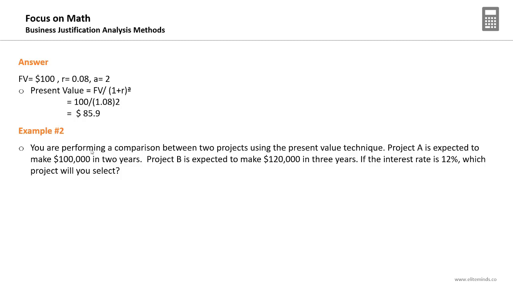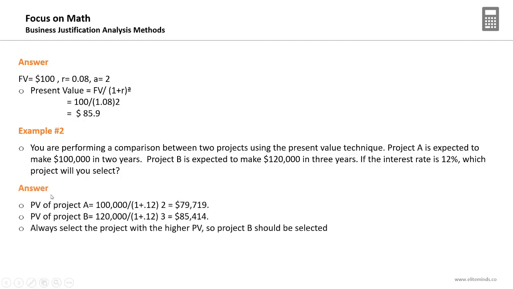You have 2 projects and the question is asking you to select the best one from an investment perspective. You have the future value of each project, you have the interest rate, and you have the number of years. So you just need to apply the formula. Present value of project A equals the future value, which is $100,000, divided by 1 plus the interest rate to the power of the number of years, 2 years.